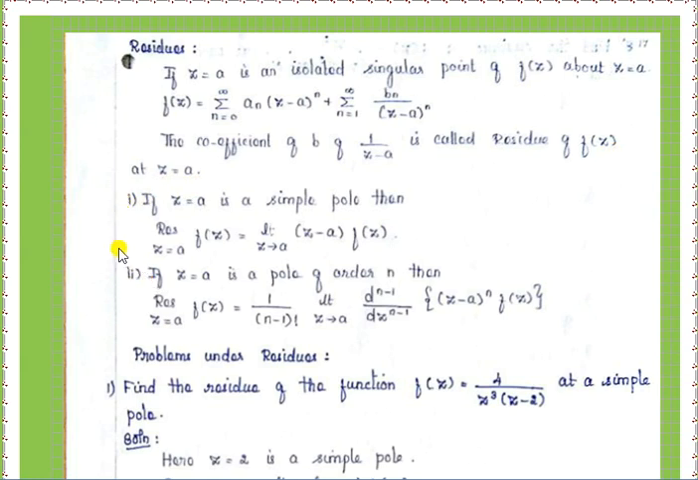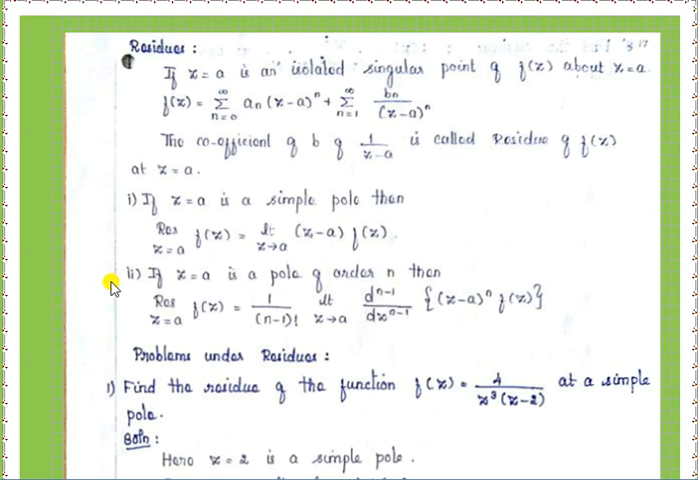These two are very important. If z equal to a is a simple pole, which means a pole of order 1, we must use this formula. For more than 1, we must go to the second category. The simple formula is residue at z equal to a of f of z equal to limit z tends to a of (z minus a) into f of z. This is the formula for a simple pole for finding the residue.